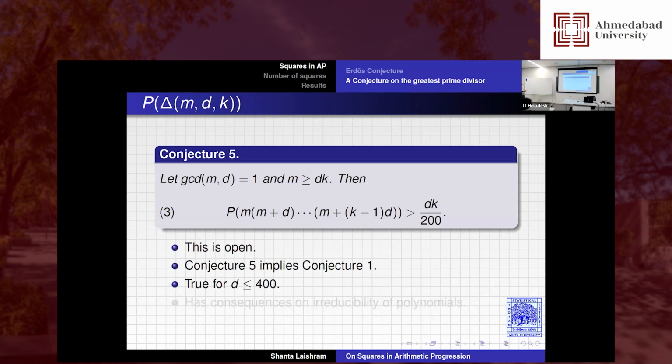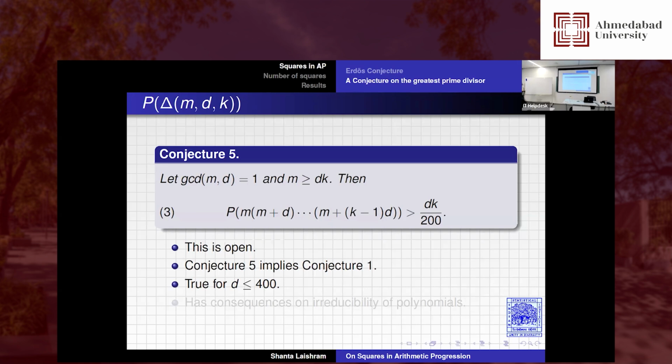Whenever m and d are coprime, suppose m is bigger than or equal to dk. So you have a product of k consecutive terms of an AP where the first term is bigger than or equal to dk. Then it has a prime factor bigger than dk by 200. Conjecturally, we know that there is a largest prime bigger than some constant times dk. With some computation and known results, I make it explicit to show that it has a prime factor bigger than dk by 200.